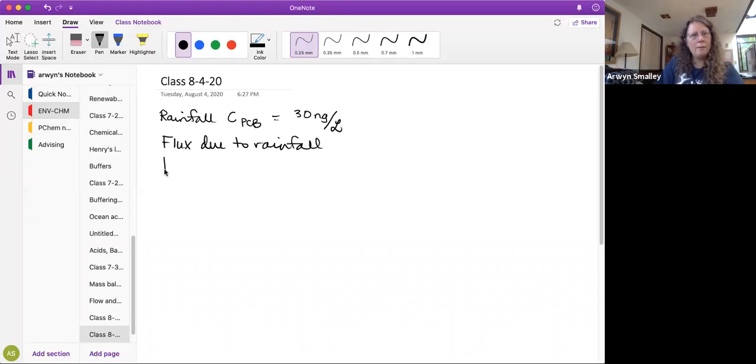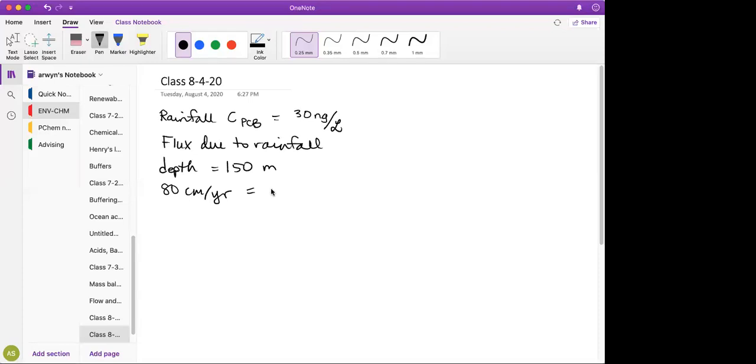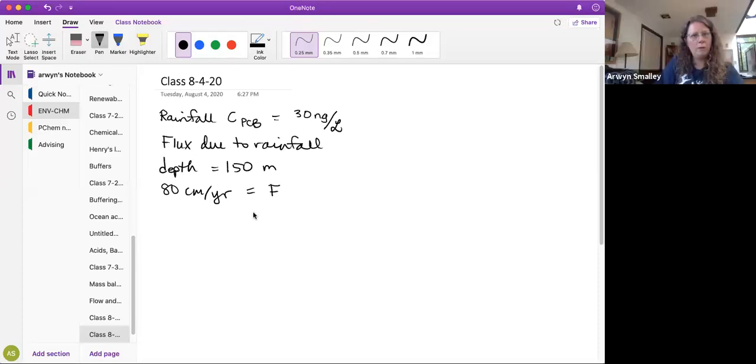The depth of the lake was 150 meters. The rainfall was 80 centimeters per year. And that would be flow, right? Yeah, that seems like a flow. Okay. And then my residence time was 3 years. And I wanted to know, what is the concentration of the PCBs in the lake?